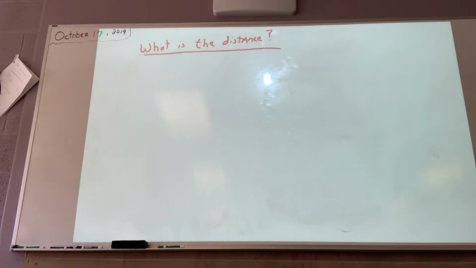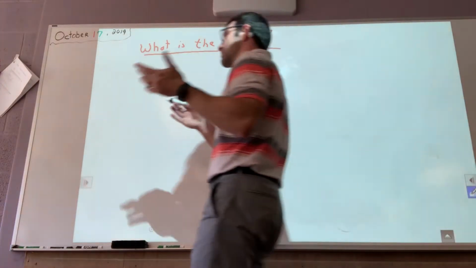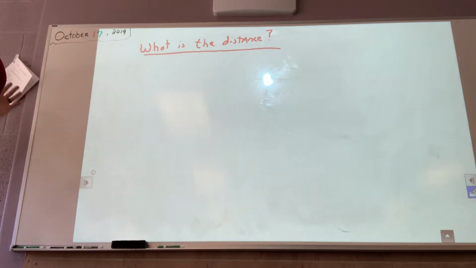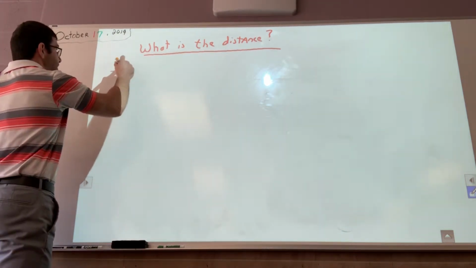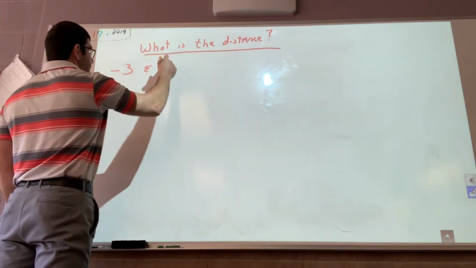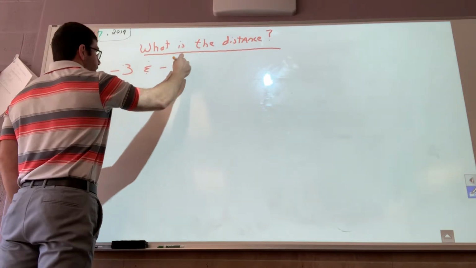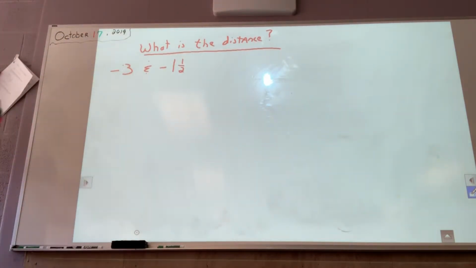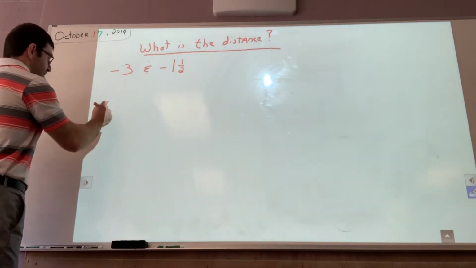So, what is the distance? Let's start off nice and basic. We're going to do this the easy way first, and then I'll show you the harder way. So, what is the distance between negative 3 and negative 1 1/2? So, we're just finding the distance, okay? Most of you would say, hey, I know the distance is the absolute value of the difference, because I just taught that to you, so that would be a good thing to say. But let's pause for a second. Let's make this easy on ourselves.